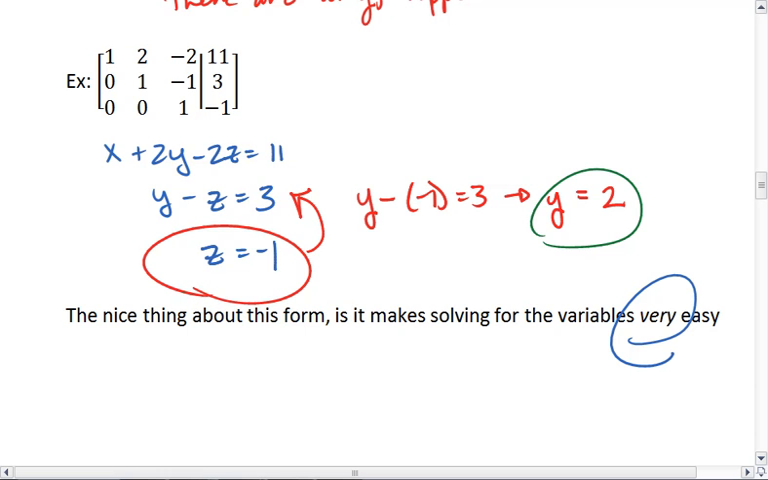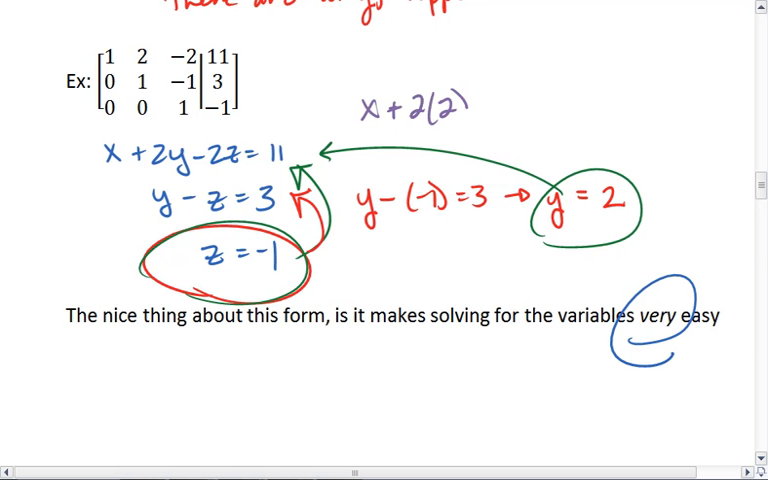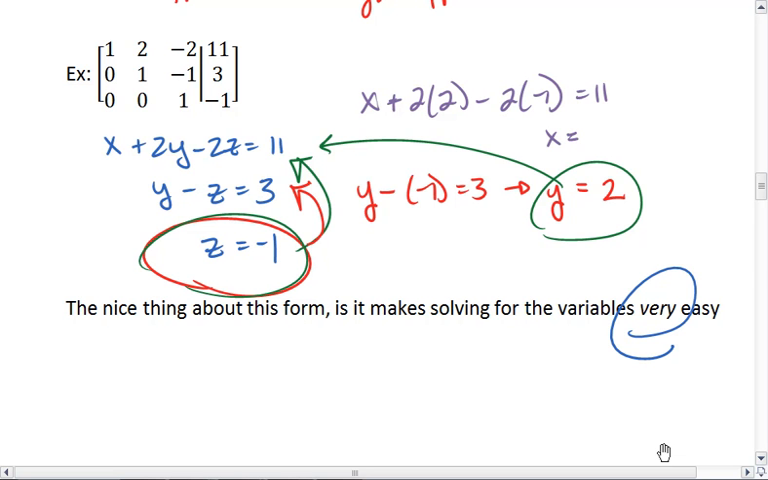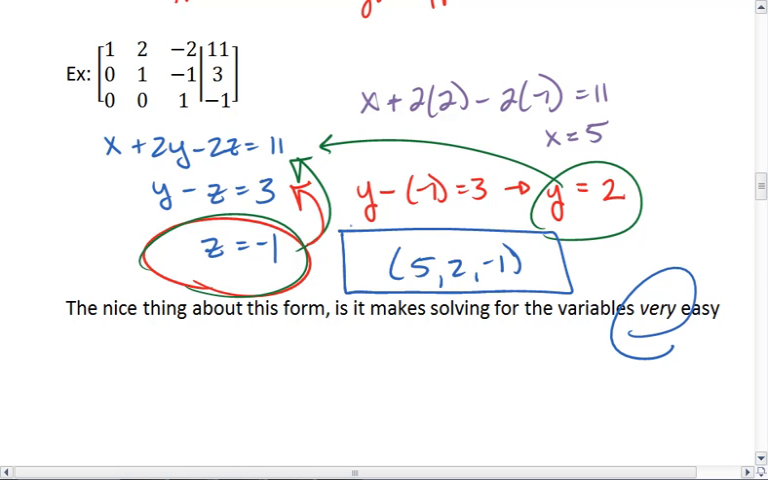We can now take both of these and substitute them into the first equation, where we end up with x plus 2 times 2 minus 2 times -1 equals 11. And we see that x plus 4 plus 2 equals 11, which means x plus 6 equals 11, x is 5. Thus we have our solution of 5, 2, -1. Notice how easy it was to solve.